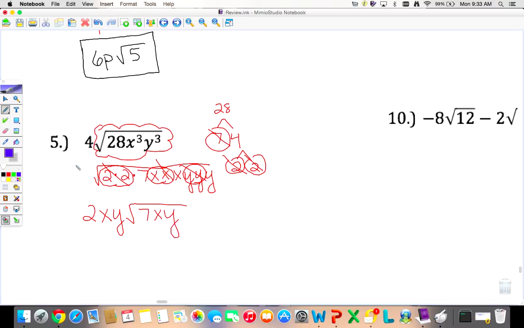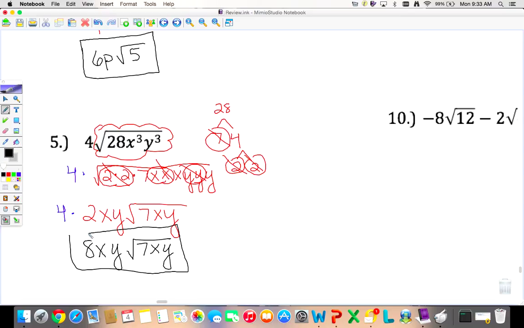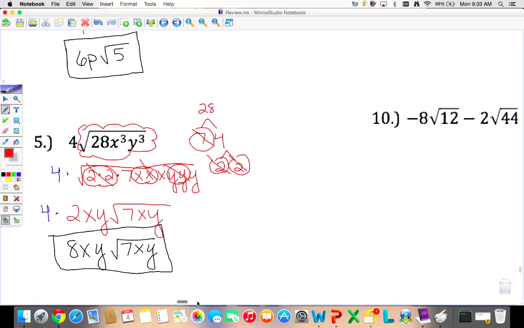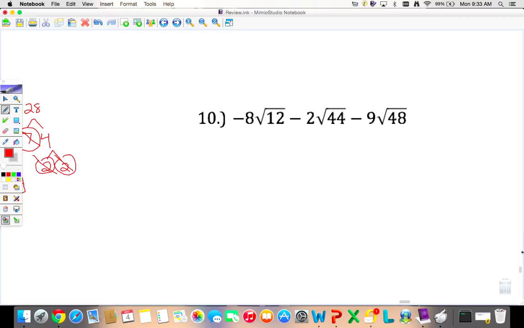Okay, but don't forget you had a 4 on the outside this entire time. Okay, so we had another 4 out here on the outside. So to simplify your answer, 4 times 2 is 8. So we have 8x, y, square root of 7x, y. Okay, so now we need to go back over to number 6.